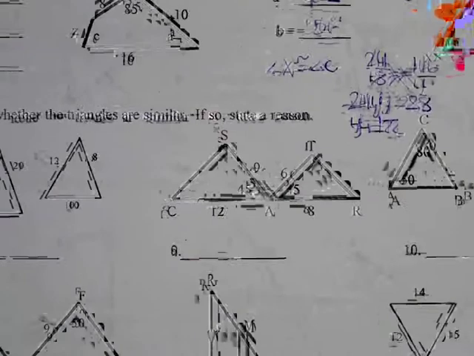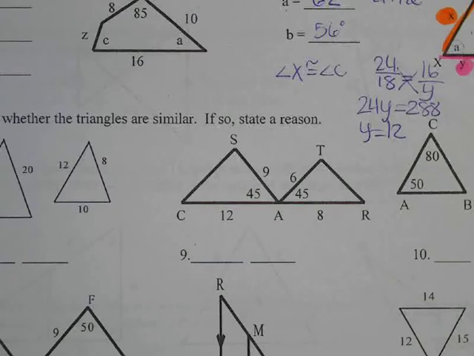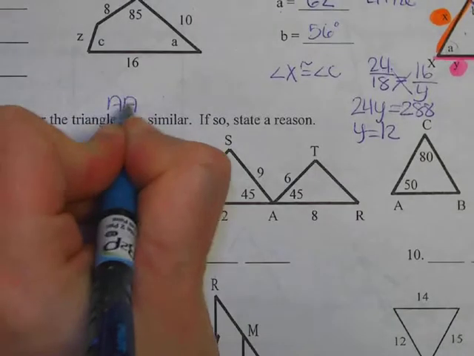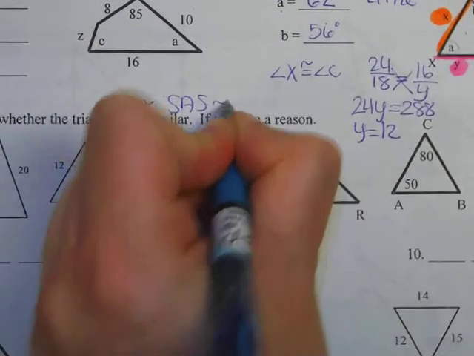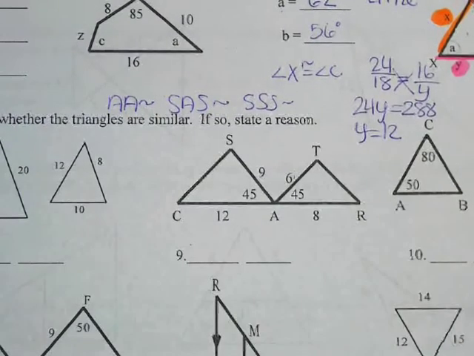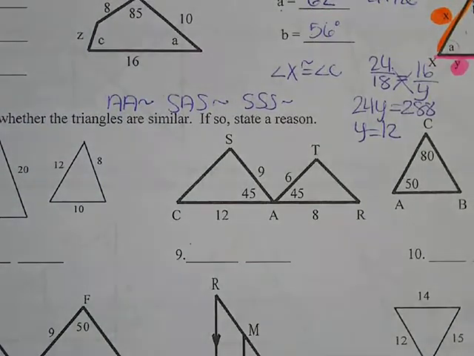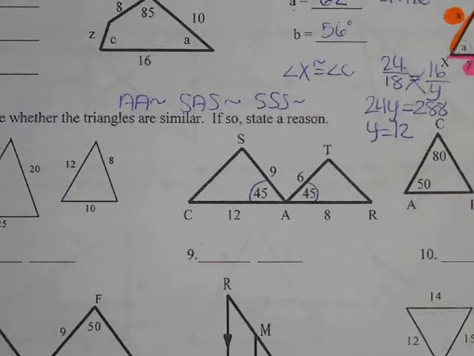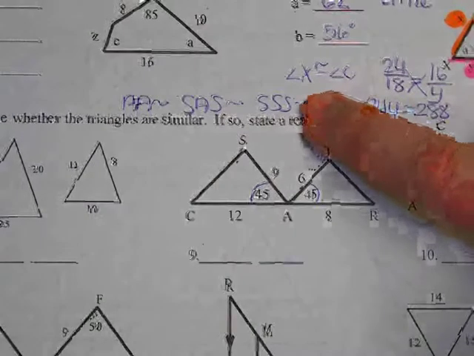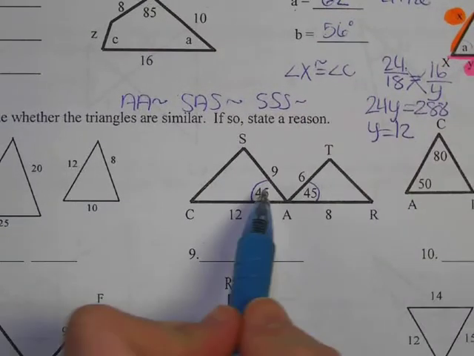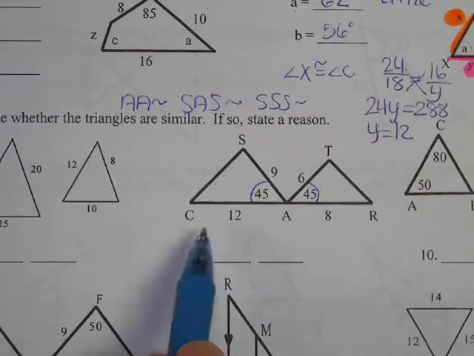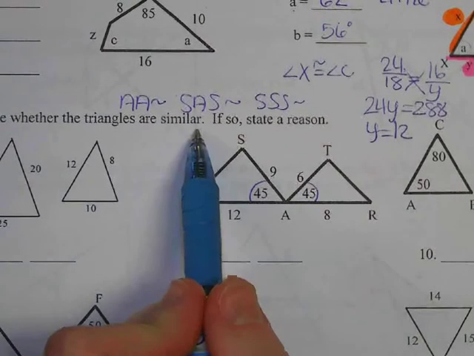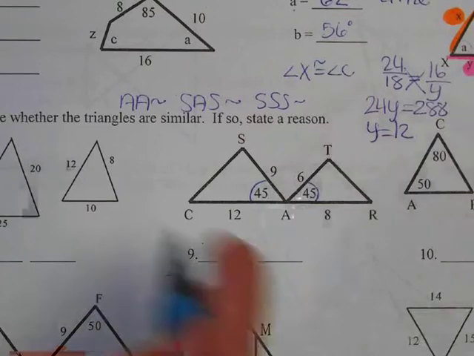Number 9 is asking us to determine whether the triangles are similar, and if so, state the reason. So remember, our 3 reasons we can have are angle-angle similarity, side-angle-side similarity, and side-side-side similarity. Right now, we have one angle that's congruent. So we do have one set of angles, which means we're definitely not using side-side-side for this one. But just because the sides are labeled doesn't mean that they're proportional. And when you have similar polygons or similar triangles, you need their sides to have the same ratio.